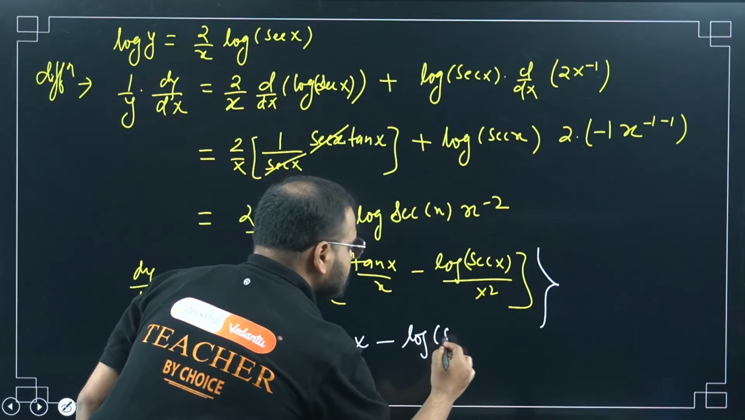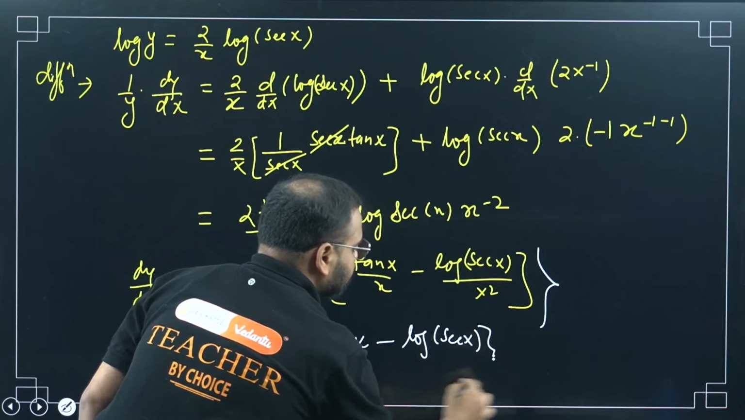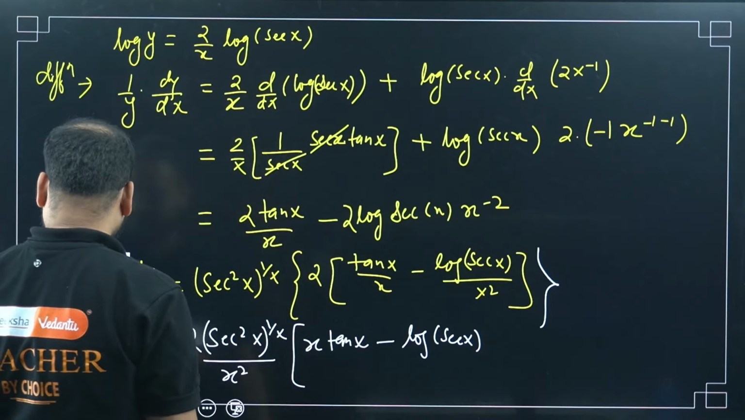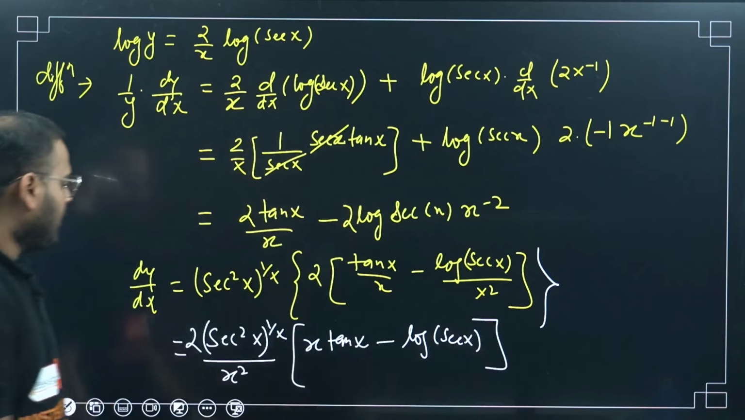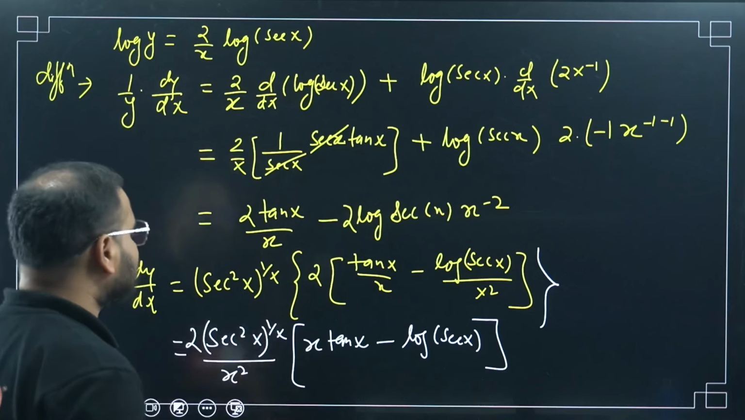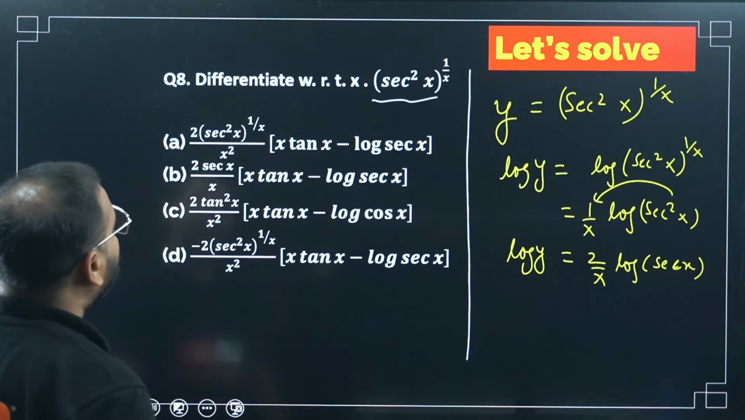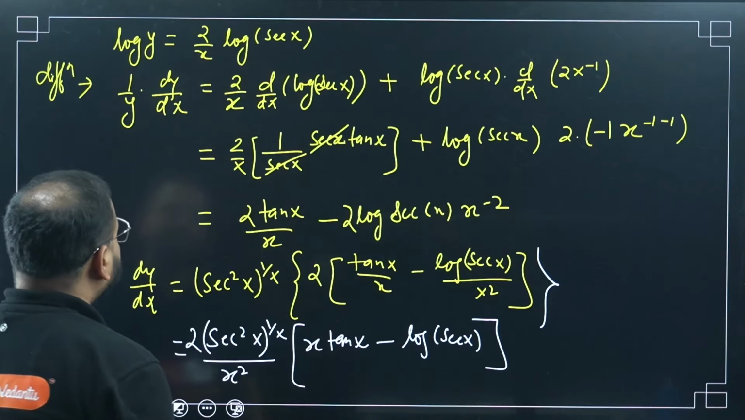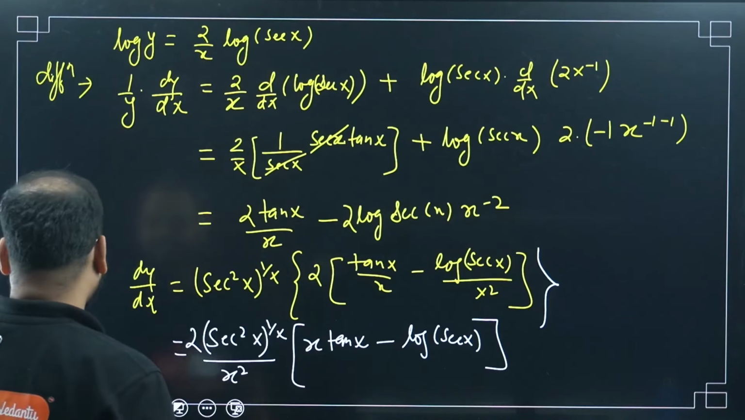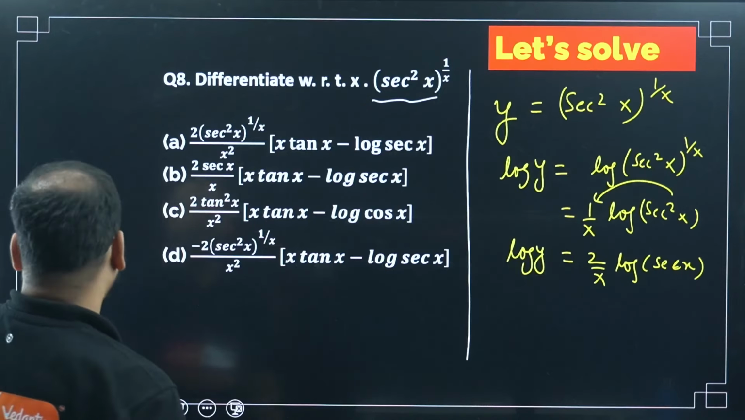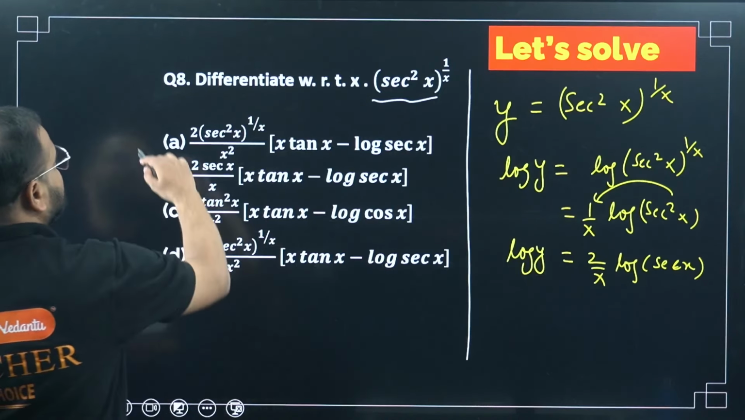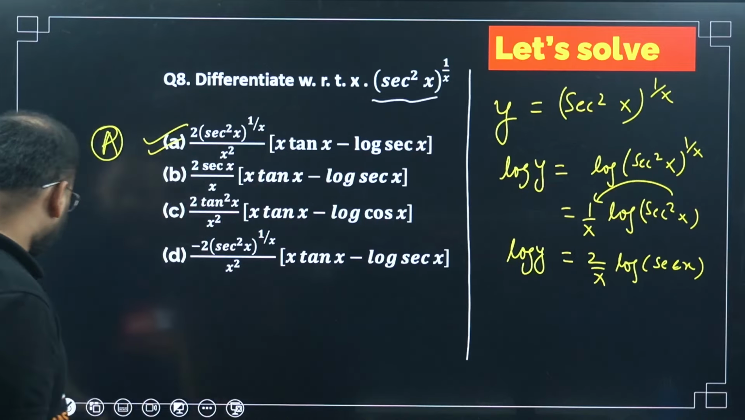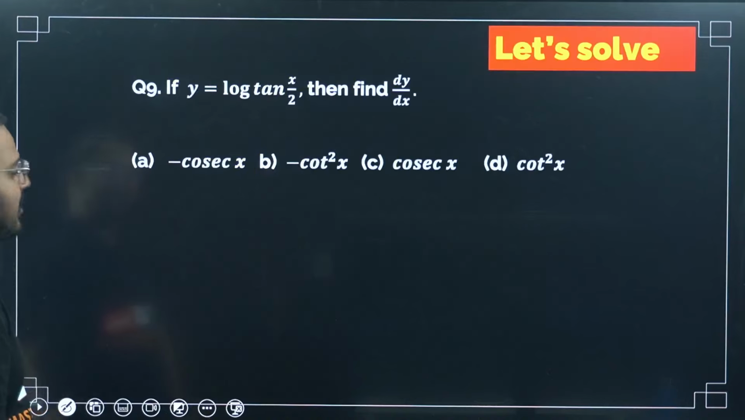Log of sec x. Please check the answer. What is the answer? Which option is correct? 2 sec square x to the power 1 by x upon x square, x tan x minus log secant x. Option A is correct. Please cross check. Okay. Let's move on to the next problem.